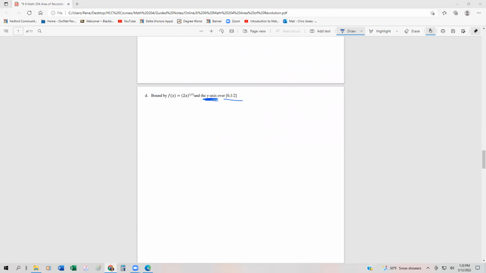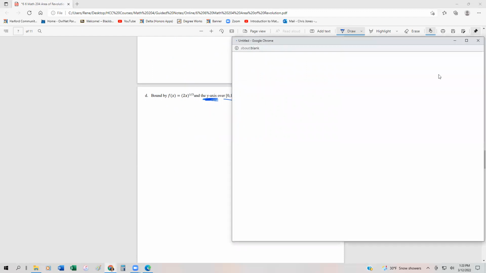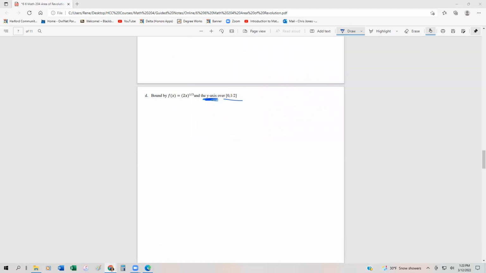The other thing this means is that when we're done with this, we're going to have to go through and switch the bounds as well. So don't forget that we have to change both the function itself, and also the limits of integration, to make those in terms of y. So let's get to it. First thing we're going to do is write our formula out.